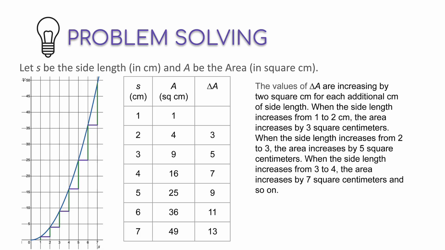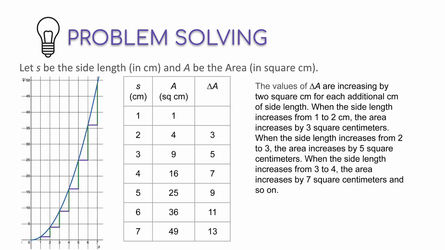We begin the learning task by calculating delta A. So I'm looking first of all for the change between the area of 4 and 1. 4 minus 1 is 3, so I get that delta A between 1 and 2 centimeters is 3. Next, I calculate the change between 9 and 4. Because 9 minus 4 is 5, the change in A between 2 and 3 is 5, and so on. I repeat on down the line.